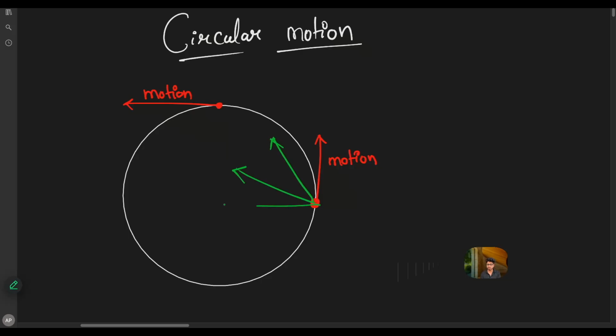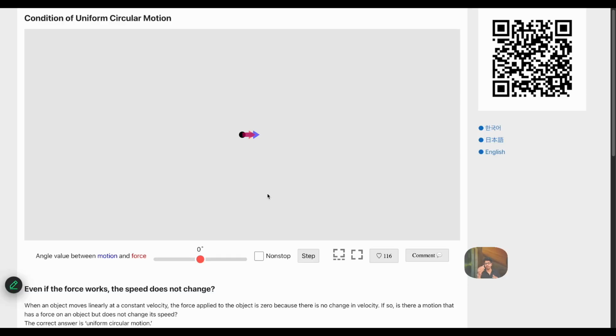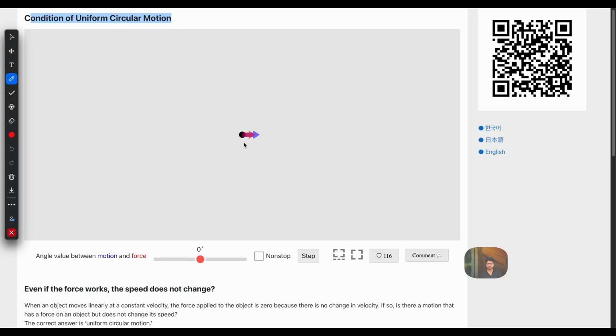In which direction do I have to apply the force to follow that circular path? What do you think about this? Okay, let's look into that demonstration. The condition for uniform circular motion. Right now, the red arrow is showing the force direction.